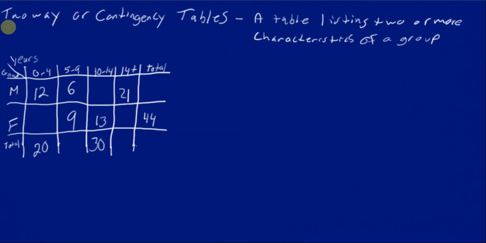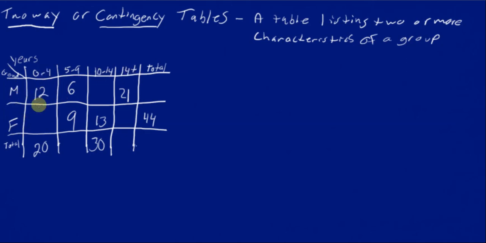We're going to start dealing with what they call a two-way or contingency table. It's just a table listing two or more characteristics of a group. They might give it to you in a word problem, or it might just give you a chart like this. Years of employment at some company: 0 to 4, 5 to 9, 10 to 14, and over 14. You can either be male or female.